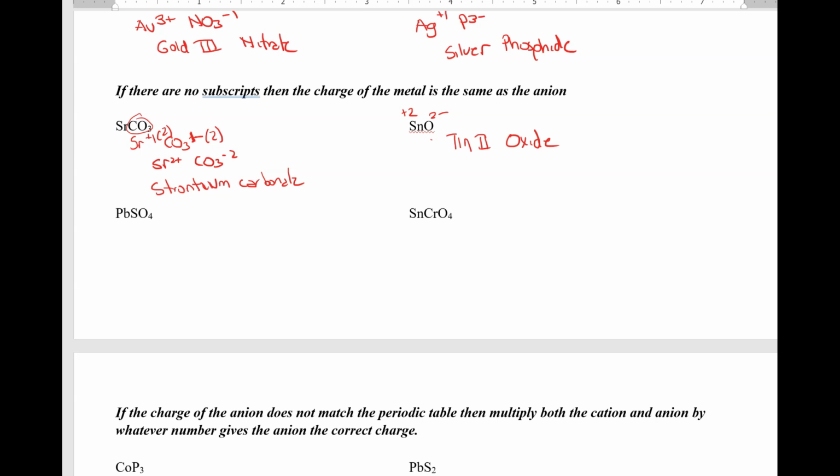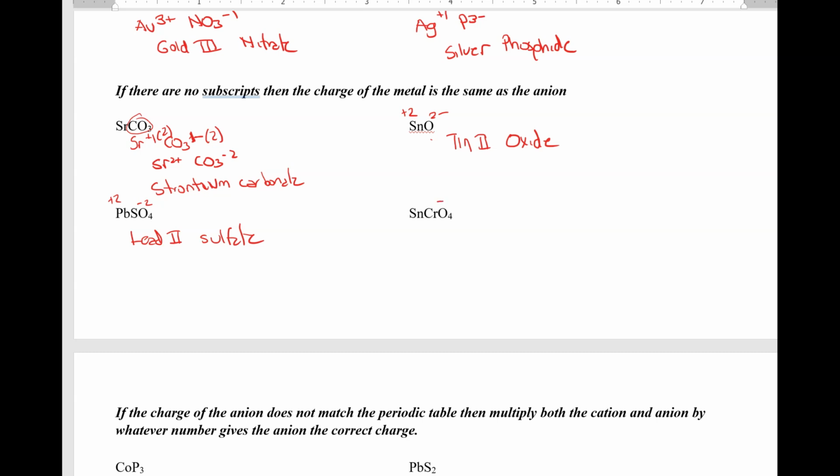Same thing here. No subscripts, right? So the 4 is part of the formula. The 4 is part of the formula. So this is a negative 2. So guess what lead has to be? Positive 2. So lead, Roman numeral 2 to represent the positive 2, sulfate. You're done.